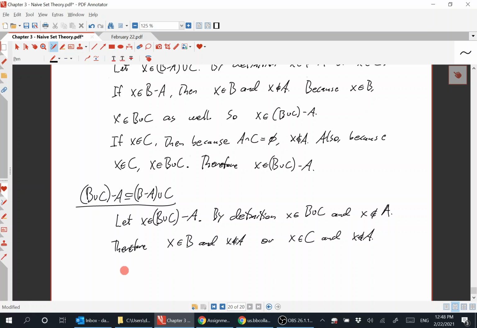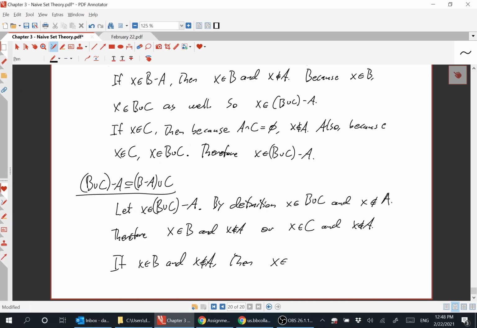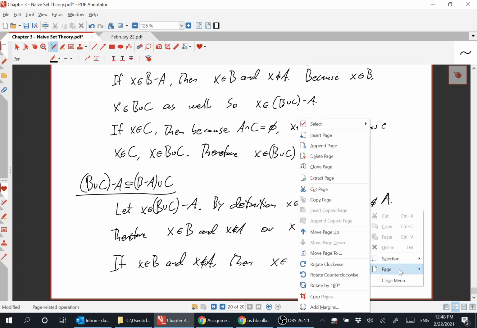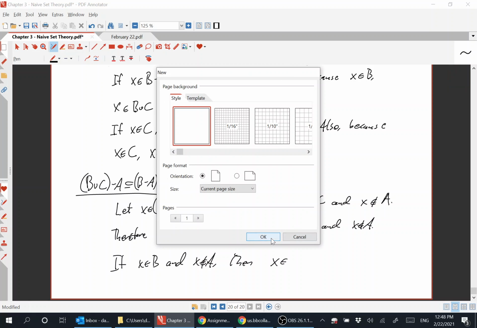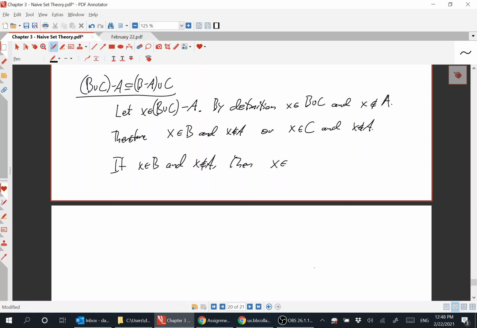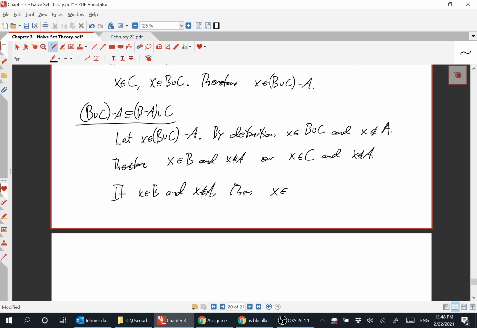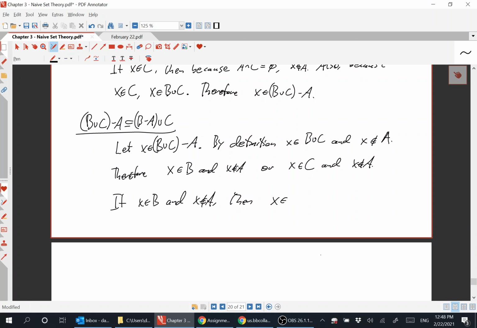Well, if X is in B and X is not in A, then X is an element of what set? What does this mean exactly? If you're in B but not in A, then where are you? By definition, in B minus A. Yeah, then you're in B minus A.